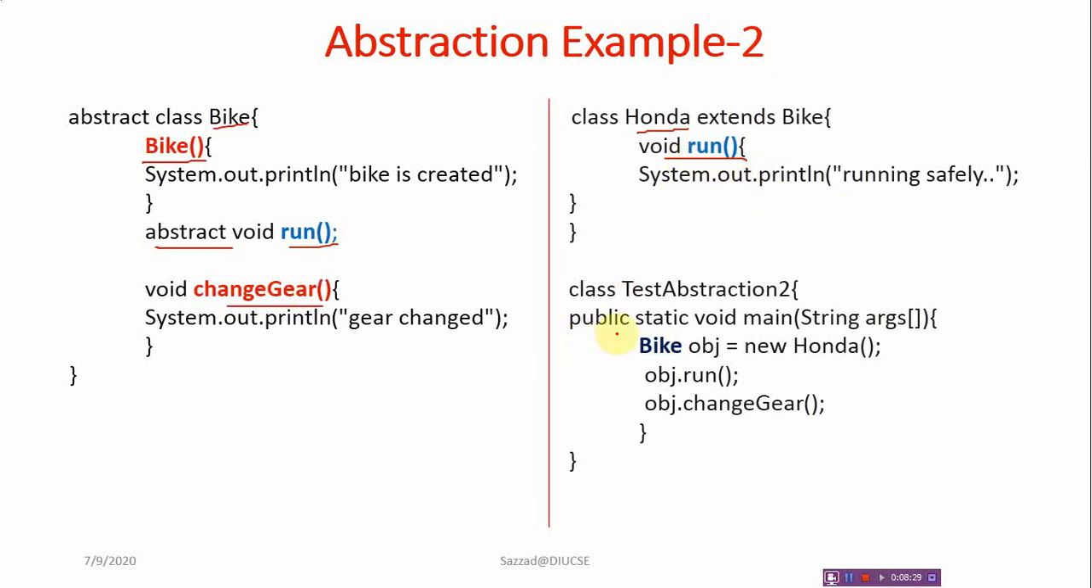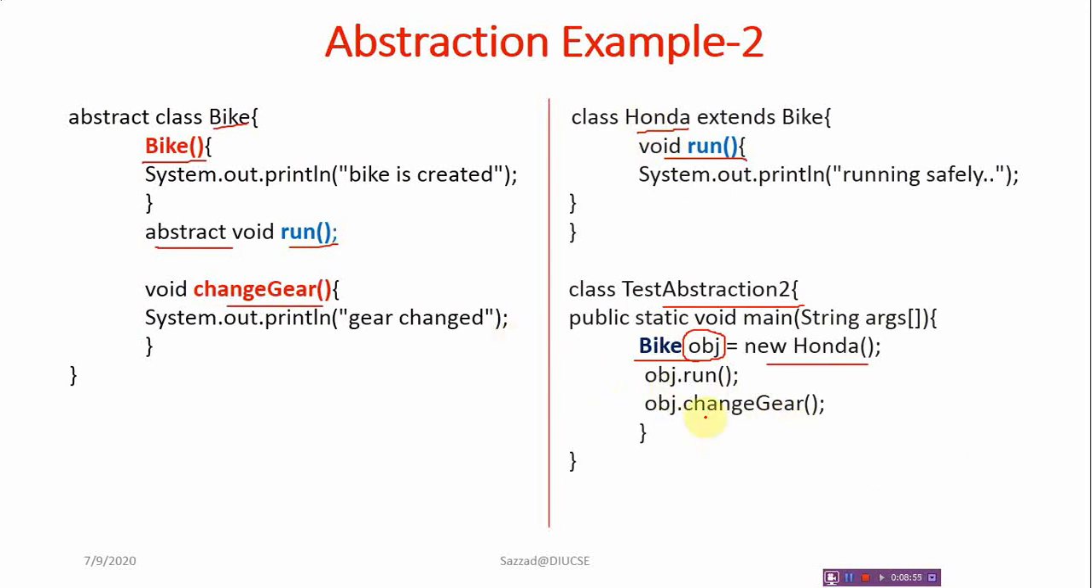Then in the main method there is another class, TestAbstract2. In the main method here you can see that the reference variable is created, and through the reference variable of the abstract class we have created an object of the child class, which is Honda, and then we can access all the methods in it.